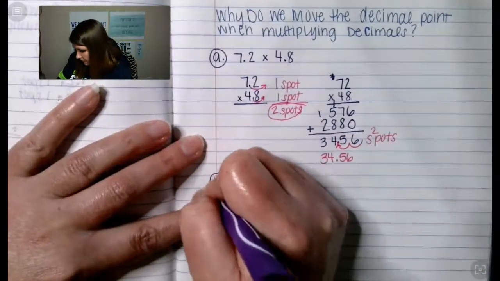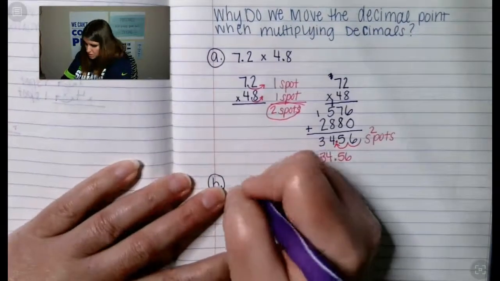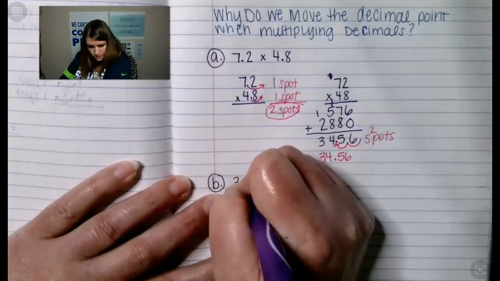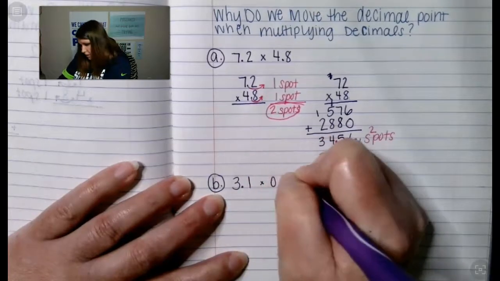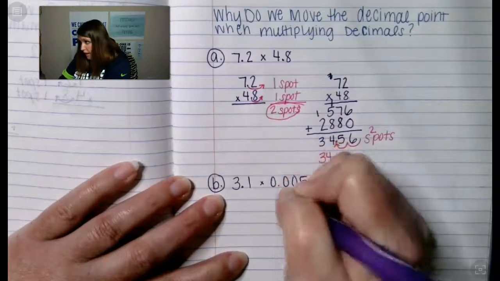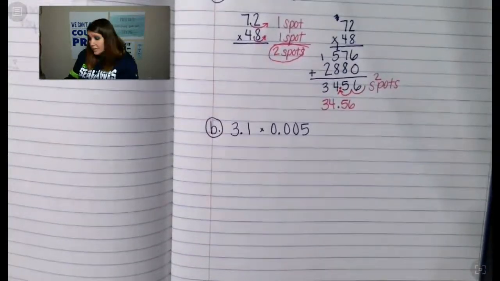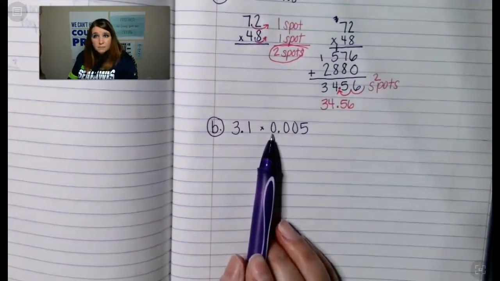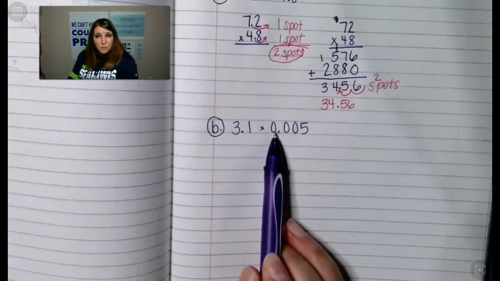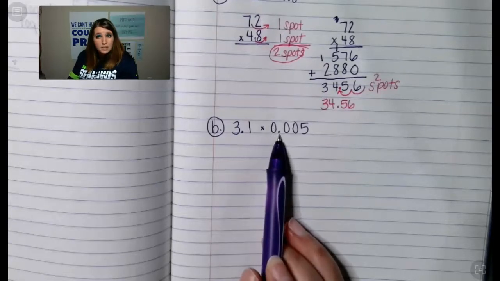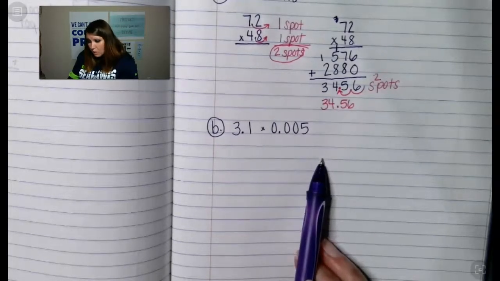Let's do letter B. All right, letter B, example B. All right, I have 3.1 times 0.005. Okay, so this problem here, lots of zeros. Again, you don't need this 0 out front if you don't want it, because it's just kind of like a placeholder for the holes, but we can put it there if we want to, so that way we don't forget to keep it, okay? Because we're going to end up rewriting this problem over here without a decimal.